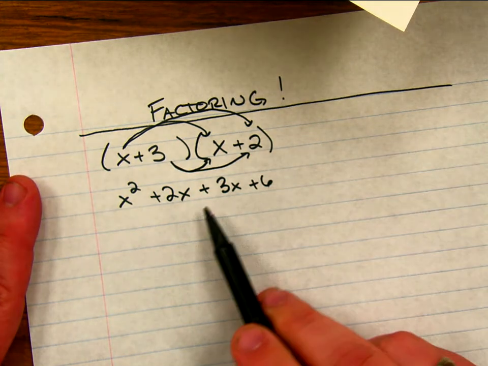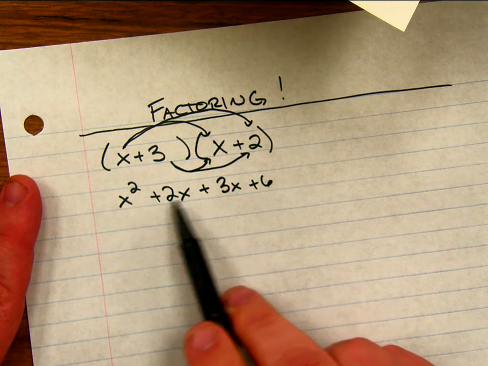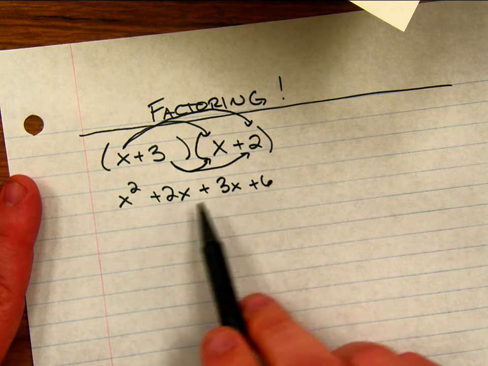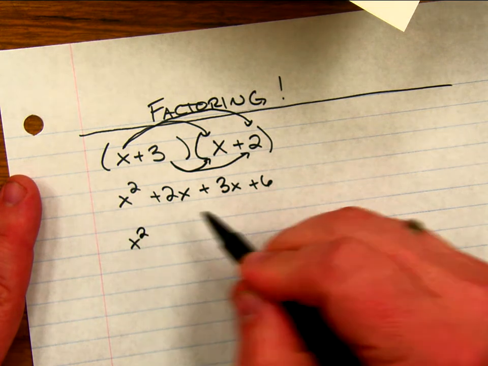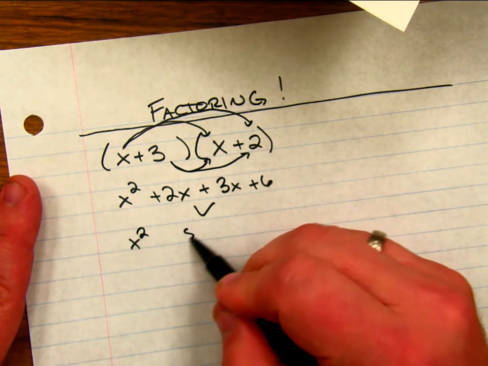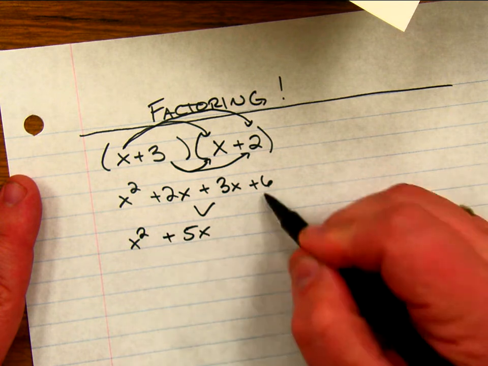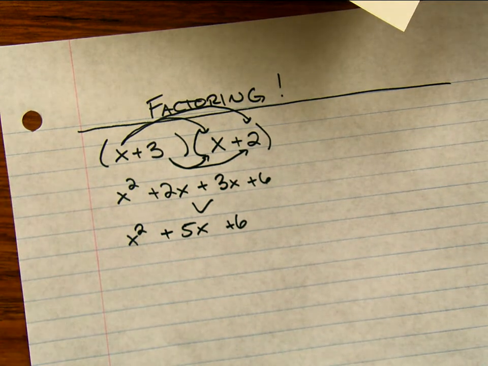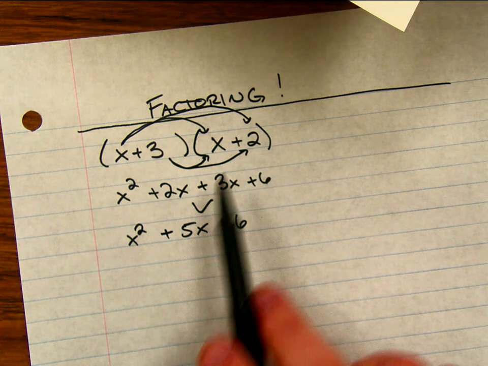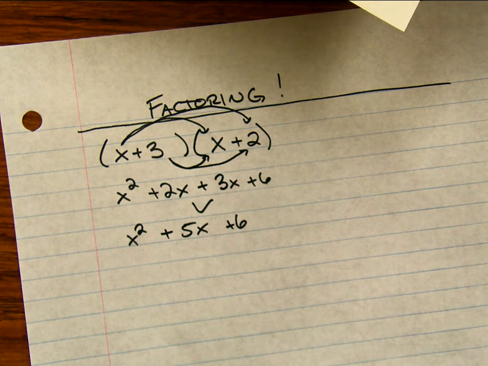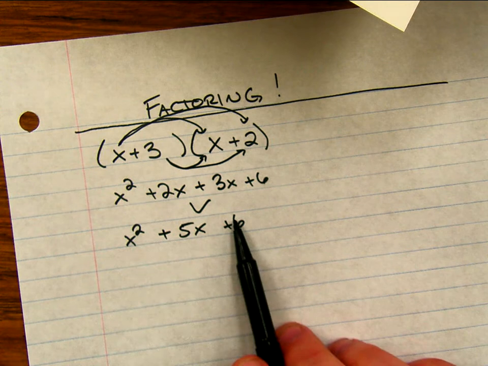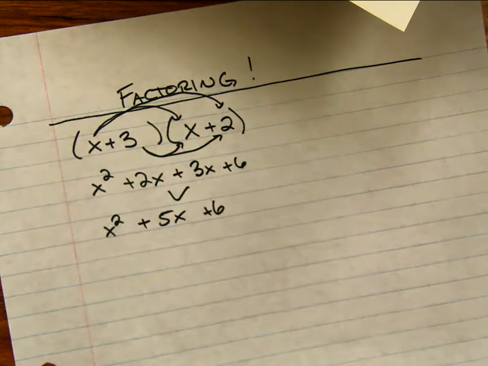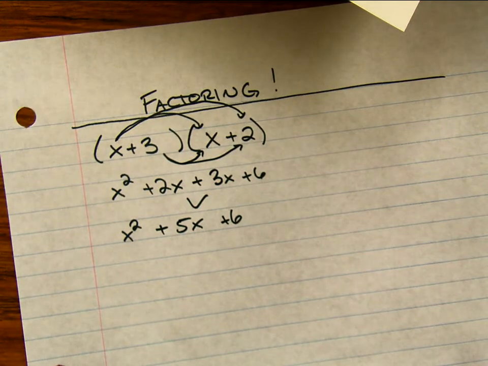6. That's not our final answer because the 2x and the 3x are like terms, so they can be combined. I still have the x squared, but these two become plus 5x, and we still have the positive 6. So x squared plus 5x plus 6 is the simplified version of x plus 3 times x plus 2. Factoring is the inverse of that. It's the reverse process. It's taking the simplified form and putting it back into the split form, the factored form.